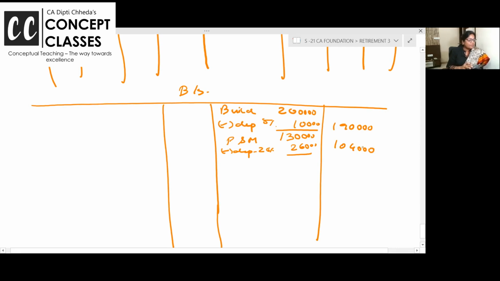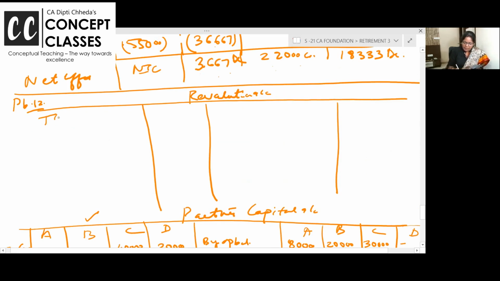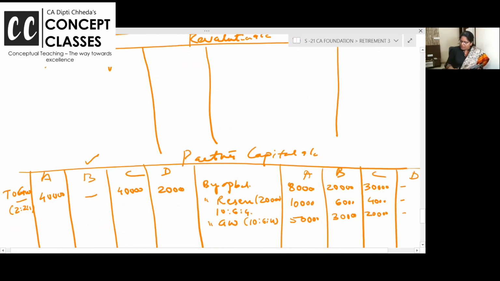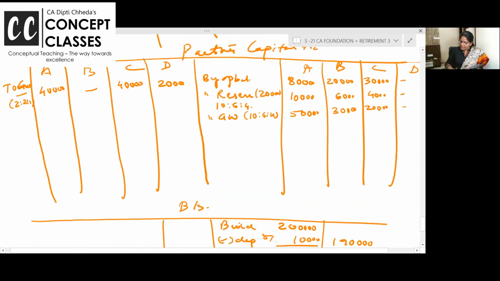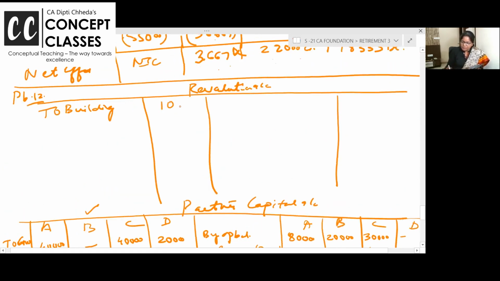Revaluations. चलो ये दोनों का इफेक्ट दे देते हैं. Come to revaluation account debit side. Building 10,000 and 26,000 plant and machine. Revaluation account debit, asset credit.